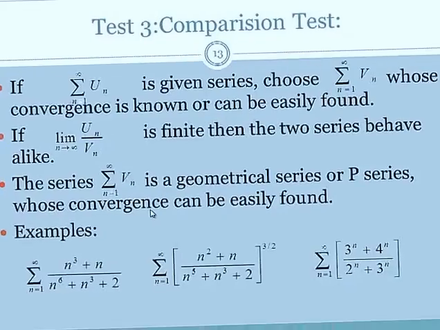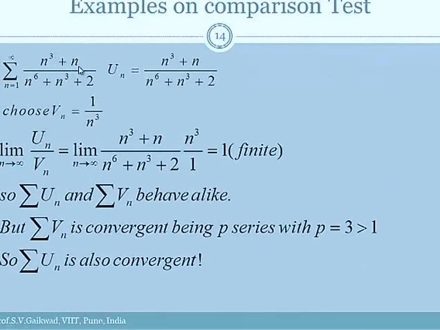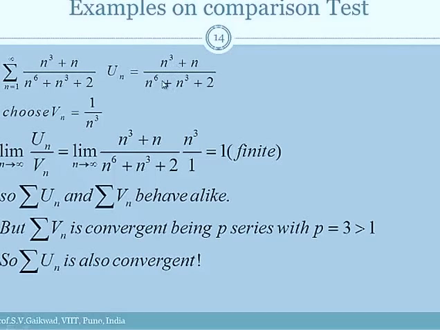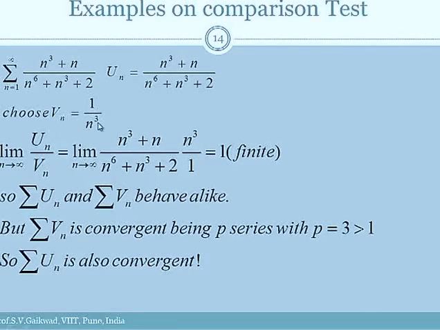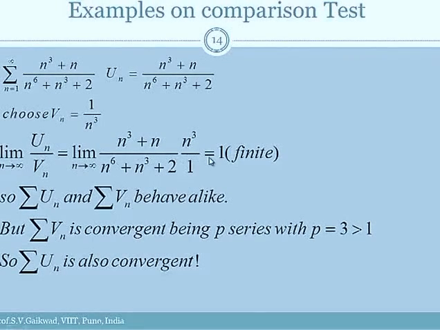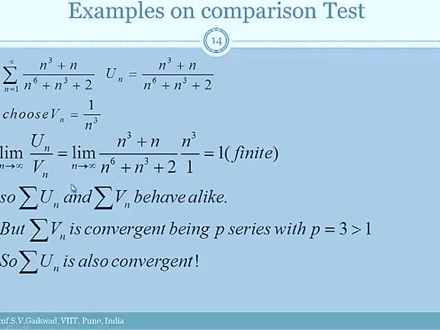Consider the example sigma (n cube plus n) upon (n raised to 6 plus n cube plus 2). So this is the nth term. Degree of numerator is 3, degree of denominator is 6, and the difference of the two degrees is minus 3. So I am taking vn as 1 upon n cube for comparison, and we can easily get the limit of un upon vn as n tends to infinity is 1, which is finite, and so both the series un and vn will behave alike.